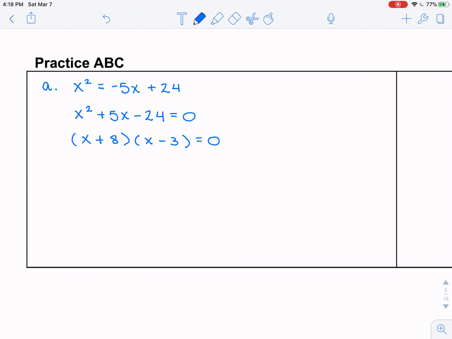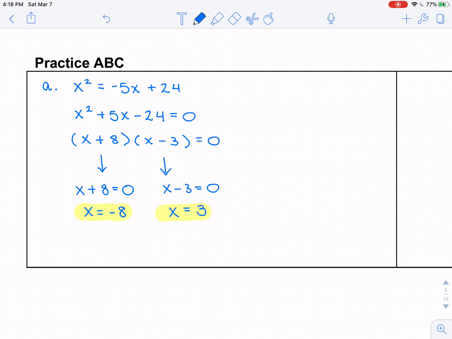Now we use the zero product property, and we take each of those binomials, set them equal to 0 separately, and then solve each for x. The first one I'm going to have to subtract the 8 to the right side. I get x equals negative 8. The second one, I add 3 to the right side. I get x equals 3. Those are my two solutions, negative 8 and positive 3.